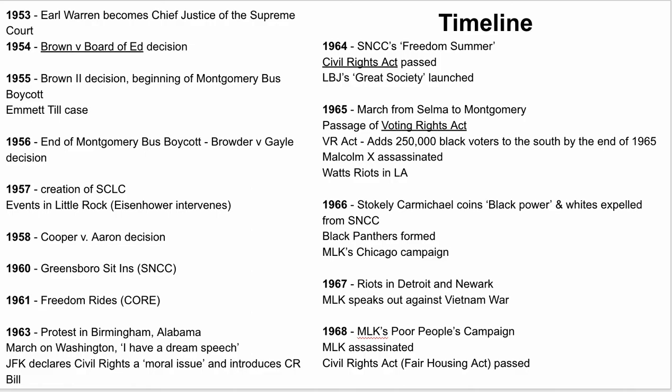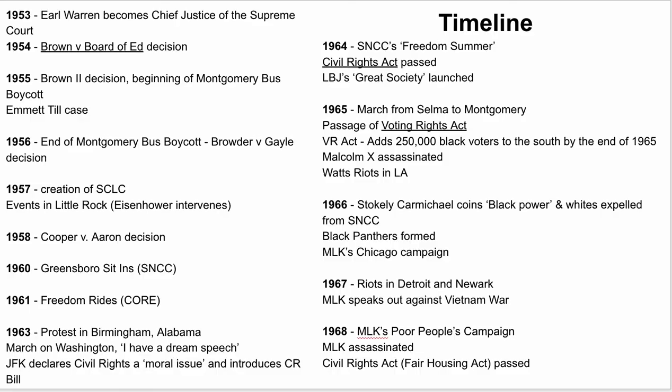Cooper versus Aaron, further promoting the desegregation of schools. Then we've got the sit-ins led by SNCC, really effective, non-violent, peaceful protest, effectively using the media, and that becomes really important in this period, the media portrayal, which elicits sympathy from particularly northern whites.